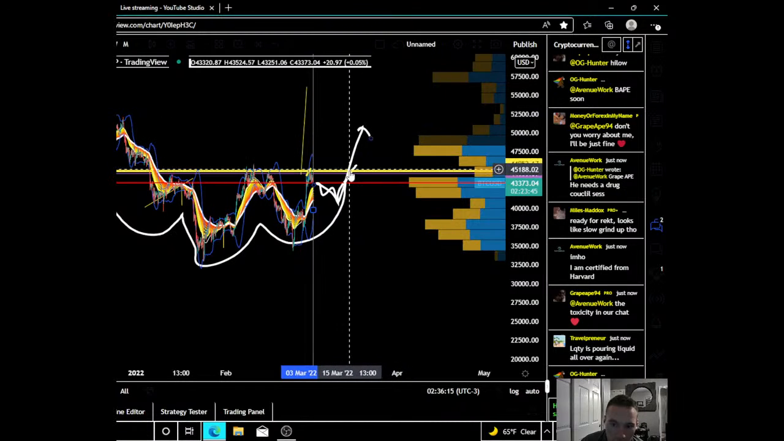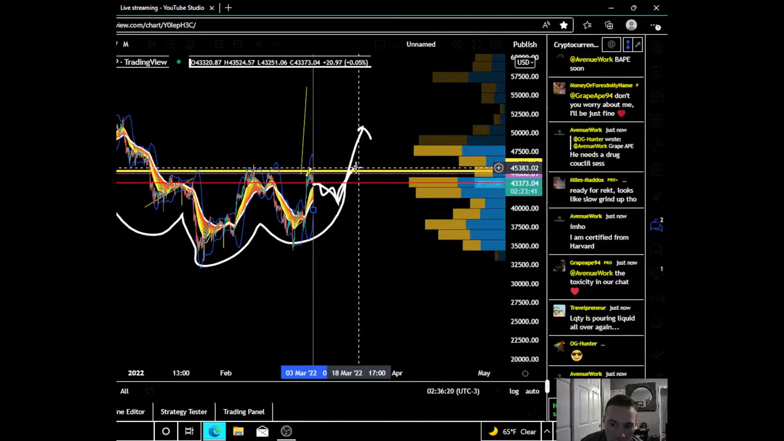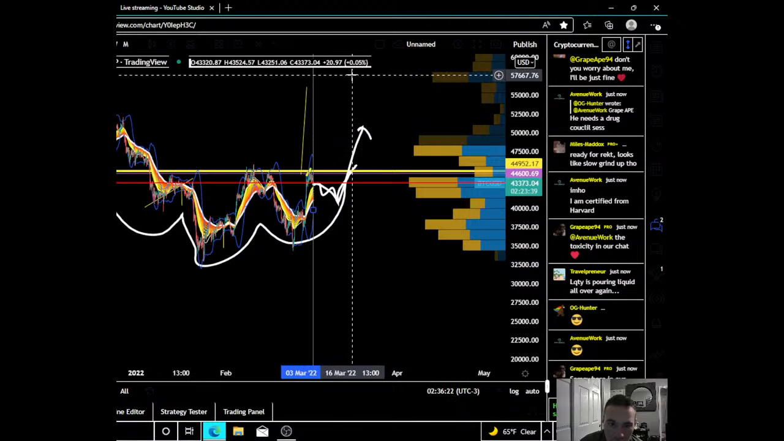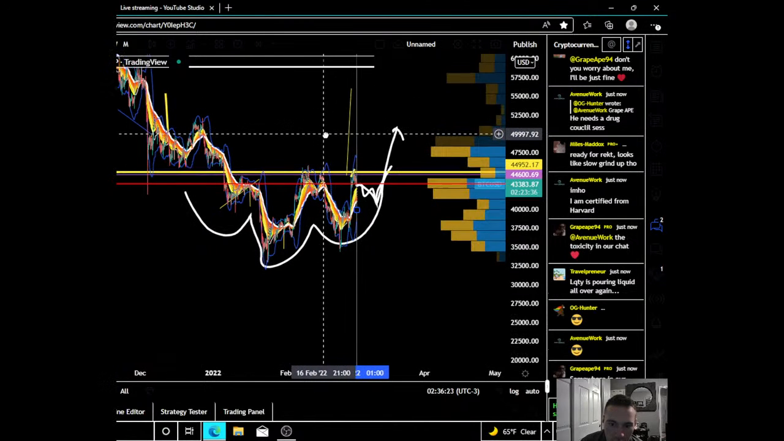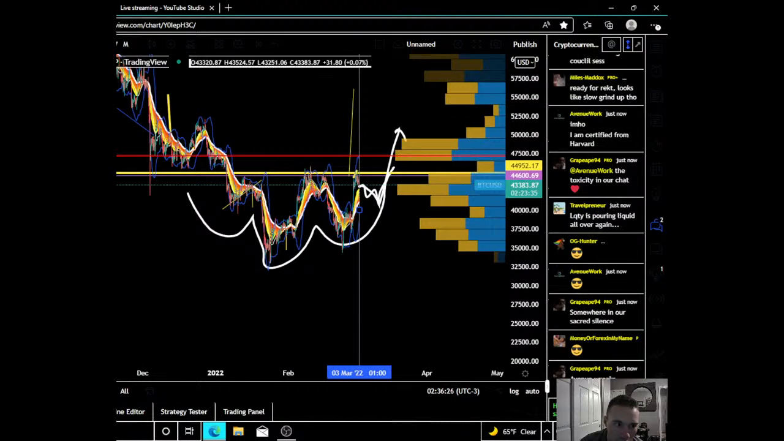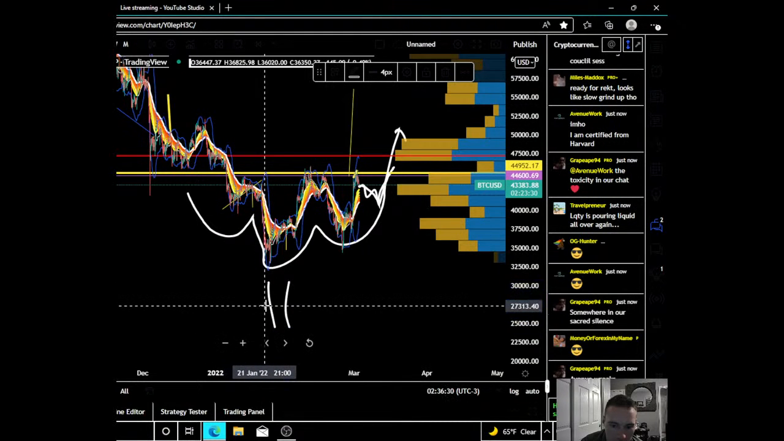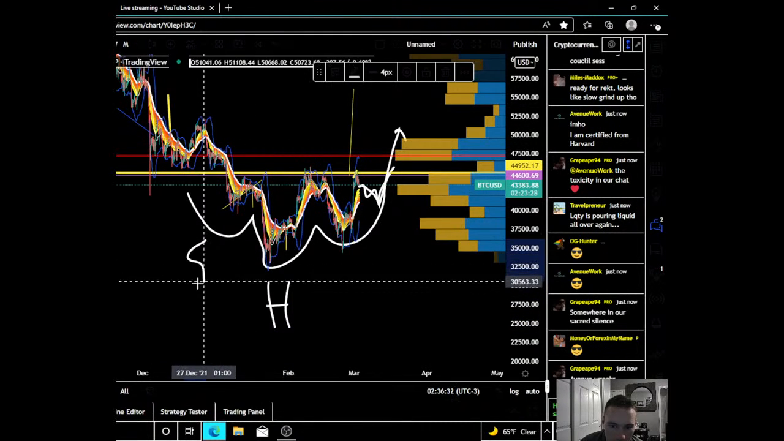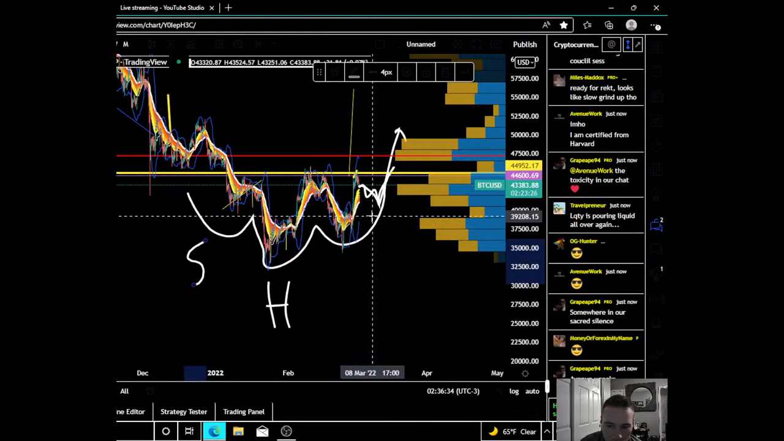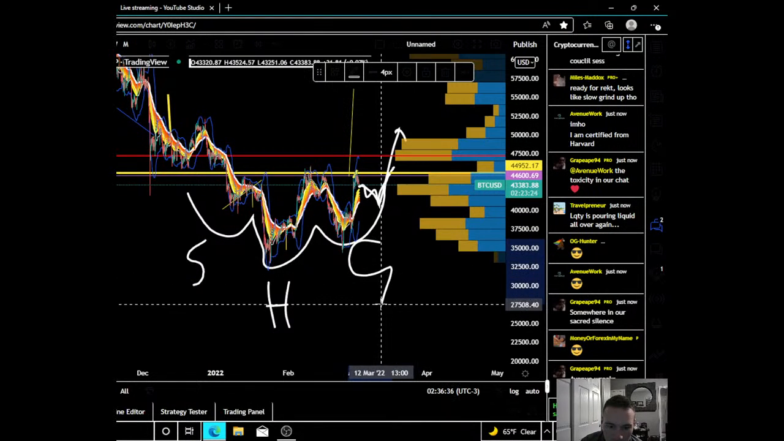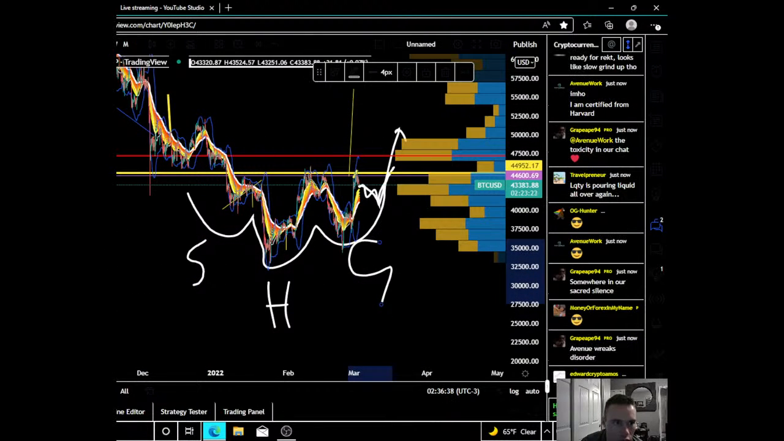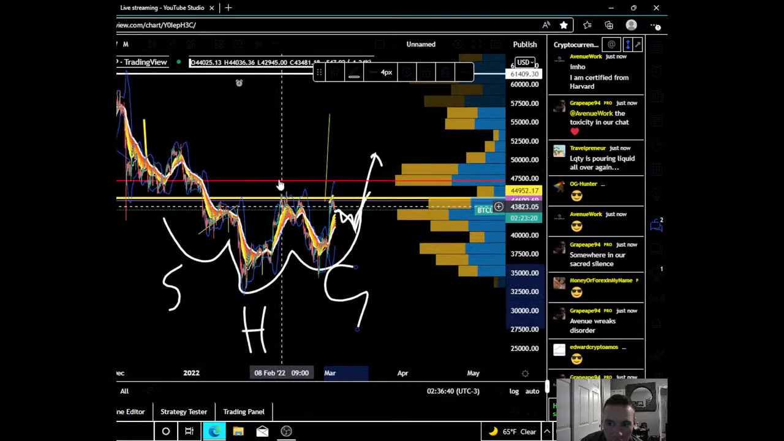then continuing higher. We close a daily or a 4 hour above these levels, that inverse head and shoulders comes into play, and if you want that drawn out for you, it looks like this is the head, this would be a shoulder, and then this right here would be another shoulder, so that's it.